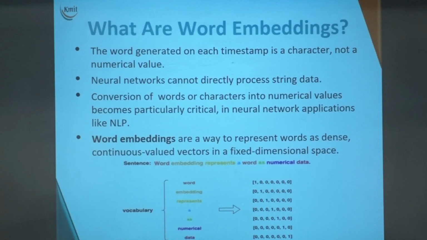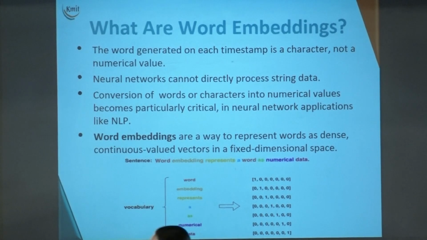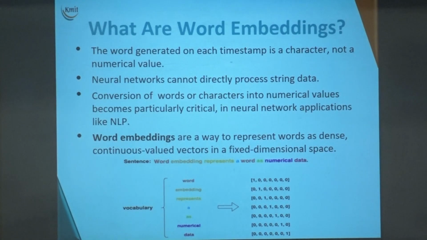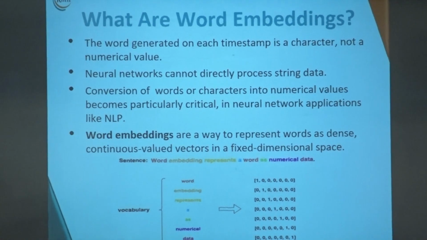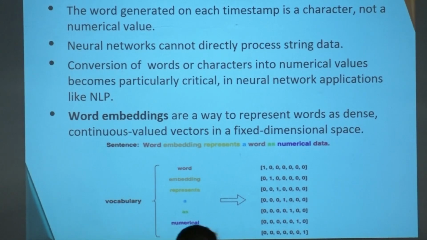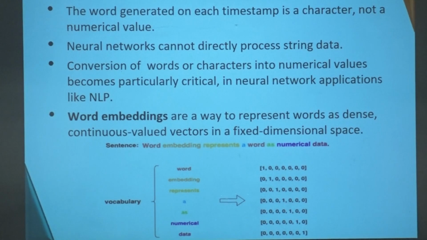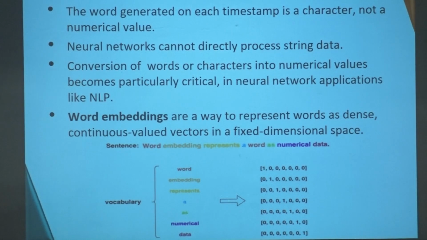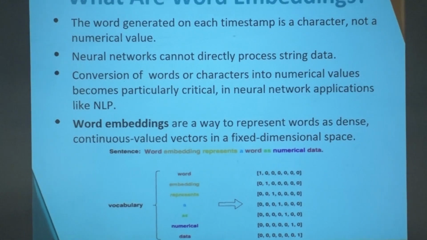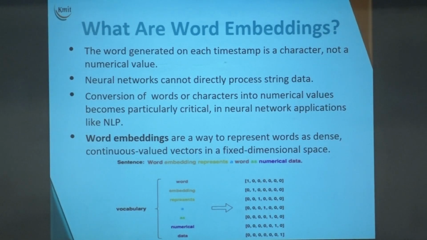So what are these word embeddings? The word generated on each timestamp is a character and not a numerical value. Agreed? Yes or no? So these neural networks cannot directly process any string data. Right. So now the conversion of these words or characters into numerical values becomes very critical in neural network applications like NLP, because majorly everything is a huge amount of text or voice, whatever sequential data it is. You have to convert that into machine readable format. So what is that format?